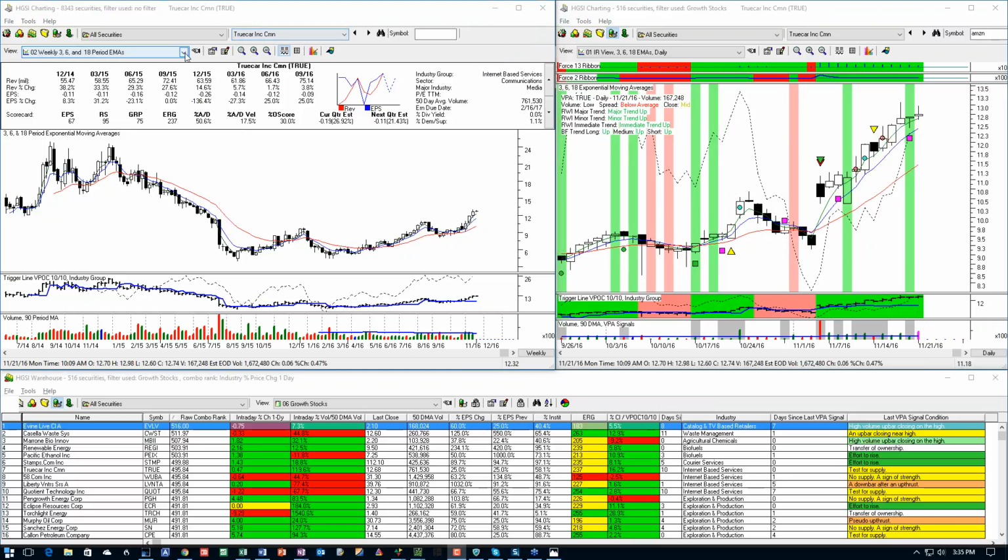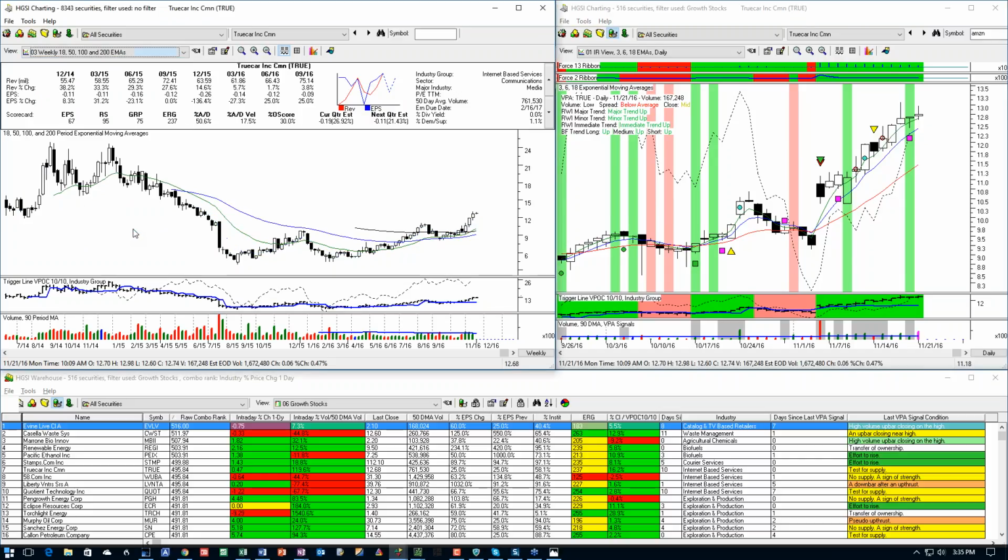Now there are two weekly charts. One of them has the 3, 6, and 18 period exponential moving average. The other one has the 18, 50, 100, and 200 exponential moving average. This is an IPO. That's why you only see 3 exponential moving averages on here. Those moving averages on both charts are to give us a sense of trend direction. Now this chart over here has the 3, the 6, and the 18, shorter term for entries, for quicker entries, and also as a method to help keep you in the trade.